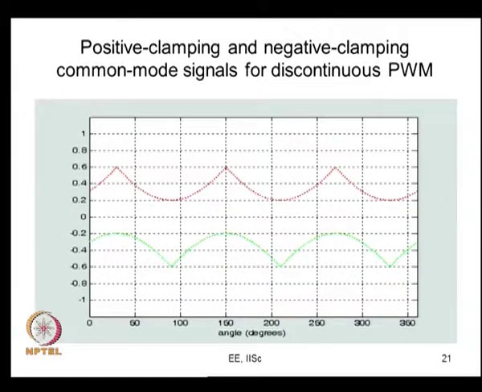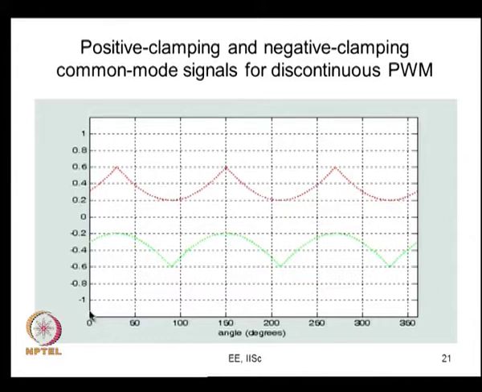So, in the discontinuous PWM we are adding a common mode signal which results in bus clamping. There are two possible common mode signals, one we call the positive common mode signal, that is, from the carrier positive peak we subtract M max, the maximum one of the 3 modulating signals, and we get this now.